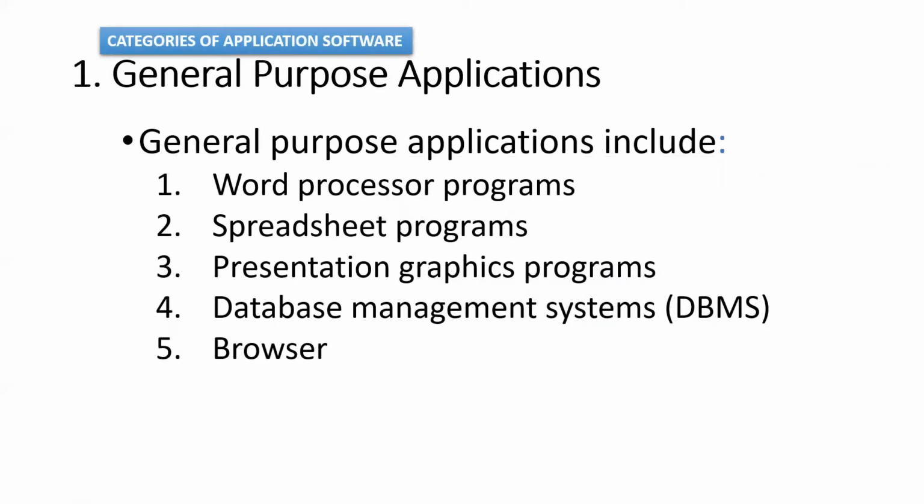Okay, so general purpose application include word processor program, spreadsheet program, presentation graphic program, database management system, and browser. What we call all these application, we call it as the general purpose. Okay, general purpose means that everybody can use it. For example, Word, spreadsheet, everybody can use it. Dia tak ada specialize dekat certain people. Okay, so semua boleh guna. Orang tu pernah belajar ke tak pernah, dia boleh guna. Itu masuk general purpose application.